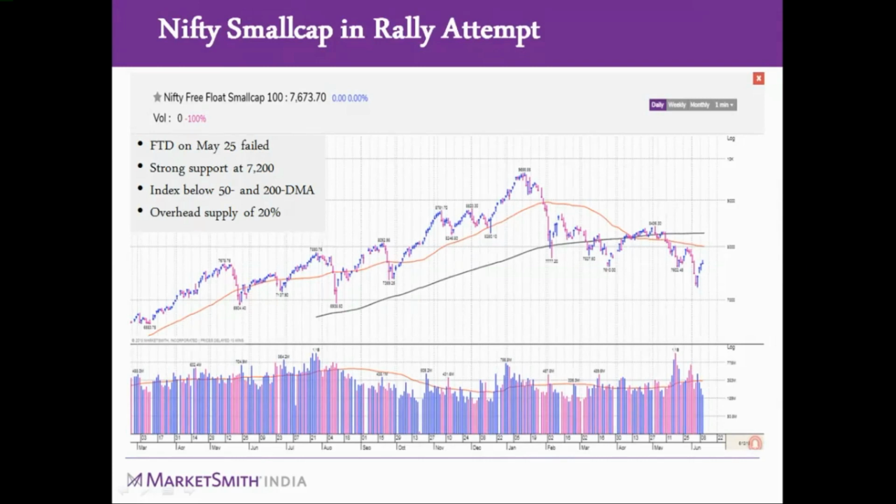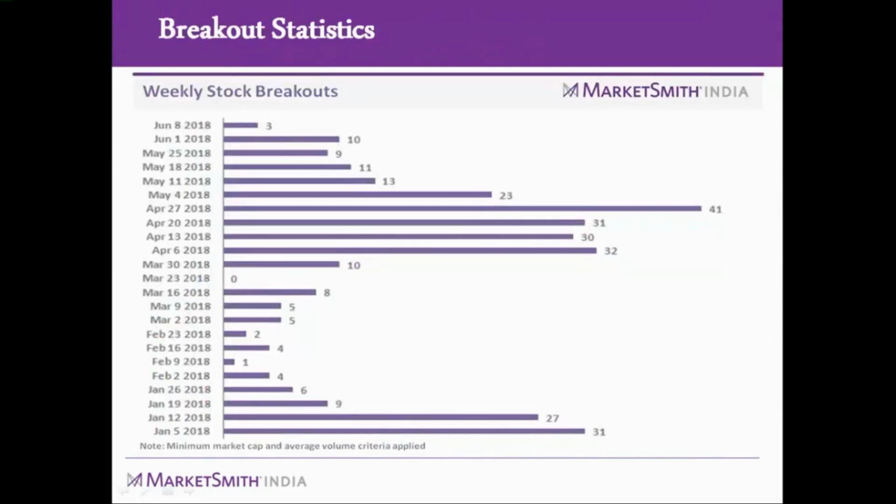Right, so moving on, we have the breakout statistics over here. These are the number of stocks that have broken out on a weekly basis. A quick look at it will tell you the story of how, from a point of strength during April, we have come down to a point of weakness where the number has gone down to single digit.